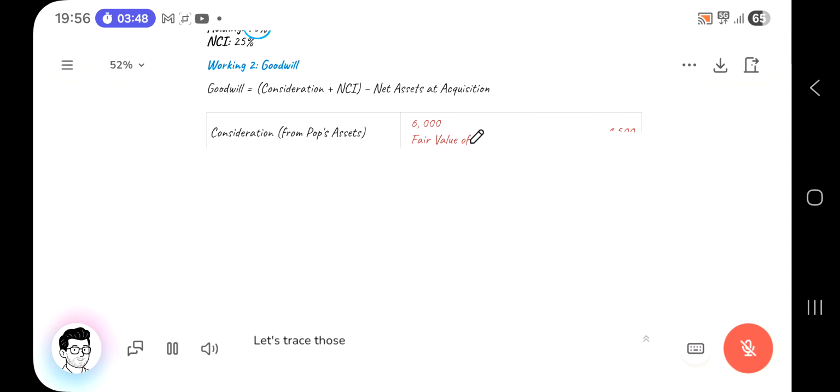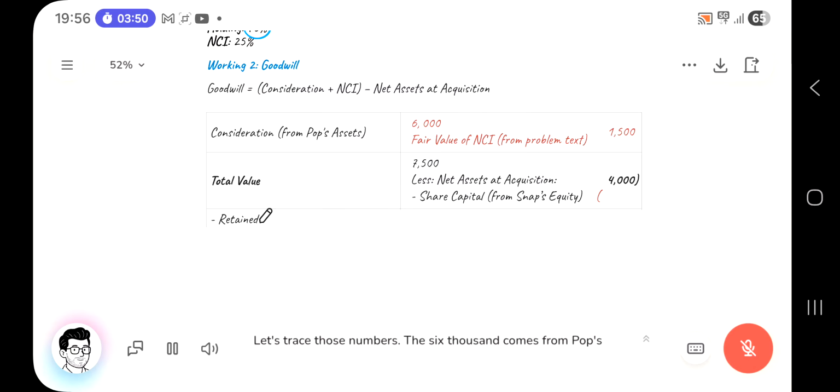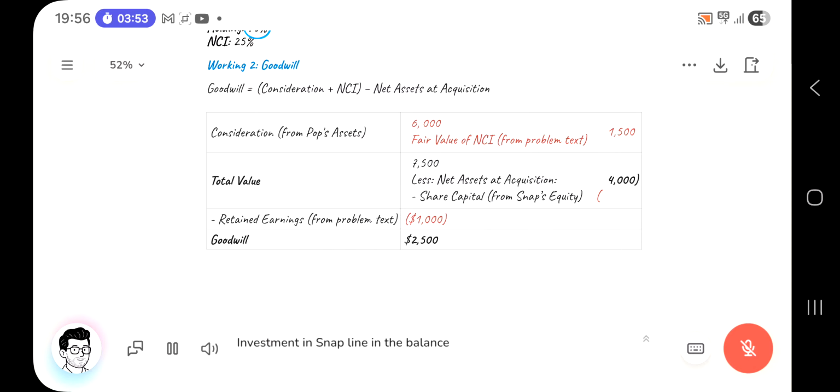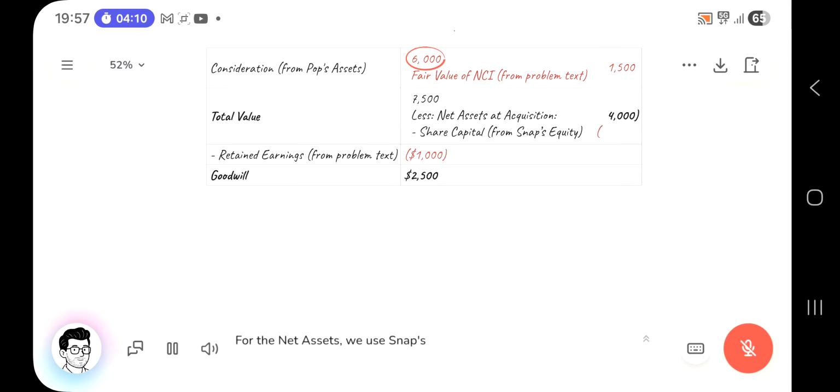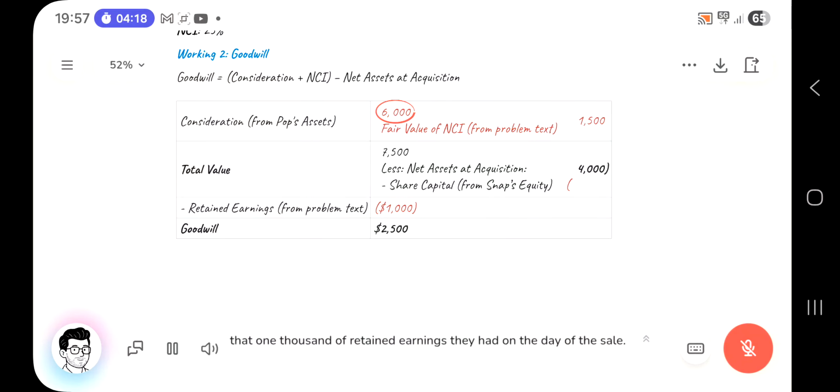Let's trace those numbers. The $6,000 comes from Pop's investment in Snap in the balance sheet. The $1,500 for NCI is given directly in the activity description. For the net assets, we use Snap's share capital of $4,000 and that $1,000 of retained earnings they had on the day of the sale. Subtract those from the total value, and we get a goodwill of $2,500. Does it make sense why we subtract the $4,000 and $1,000 to find the extra value paid?